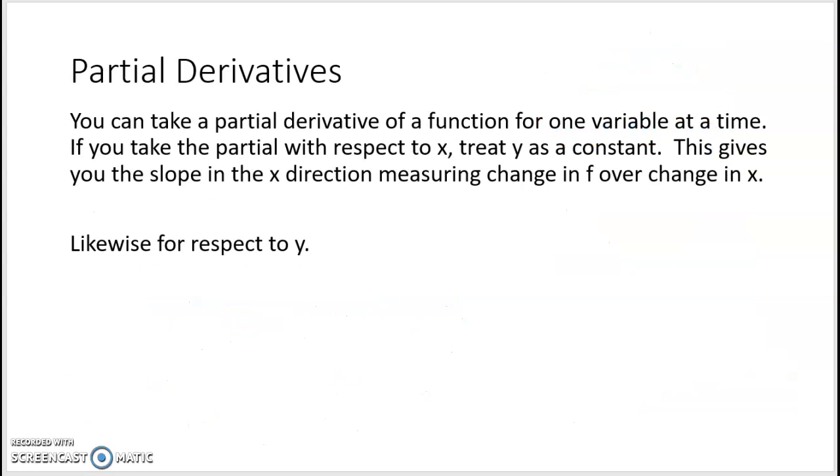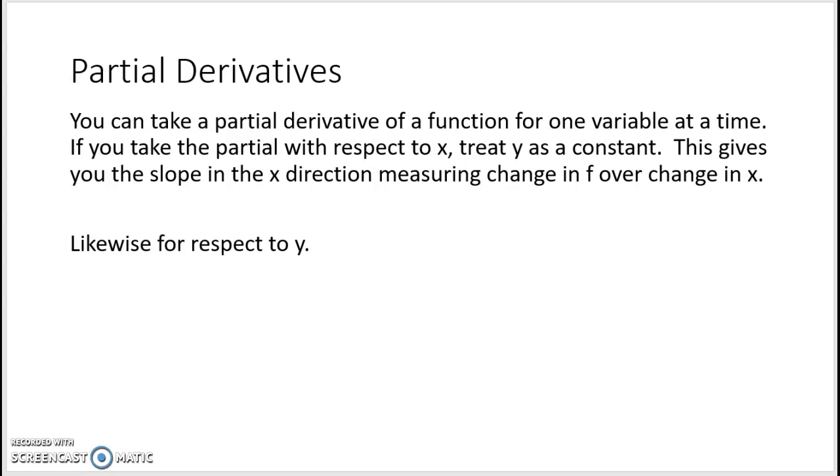So with partial derivatives, you can take a partial derivative of a function for one variable at a time. As I was drawing on that graph, we could see how something is moving in the x direction or the y direction, but not both at the same time, not yet anyway. If you take the partial with respect to x, that means you're trying to figure out how the function is changing in the x direction. You'll take a derivative, but you'll treat y as a constant. This gives you the slope in the x direction. So in our case, delta f over delta x.